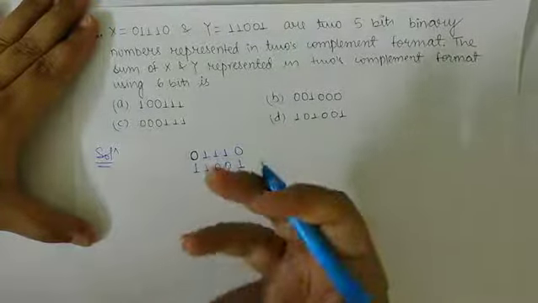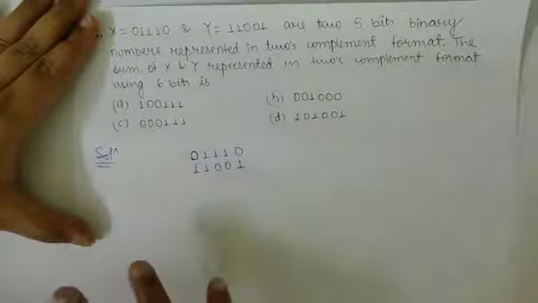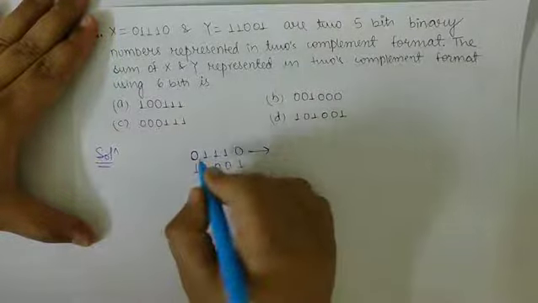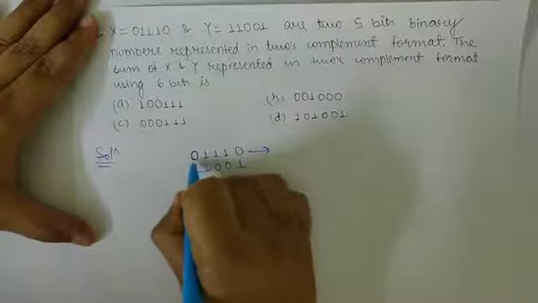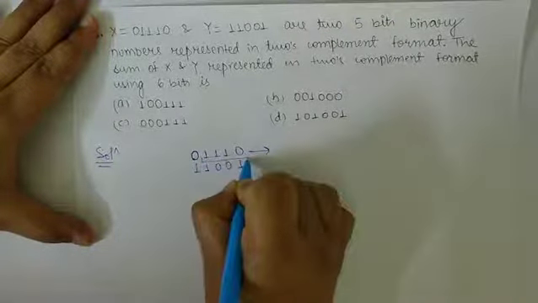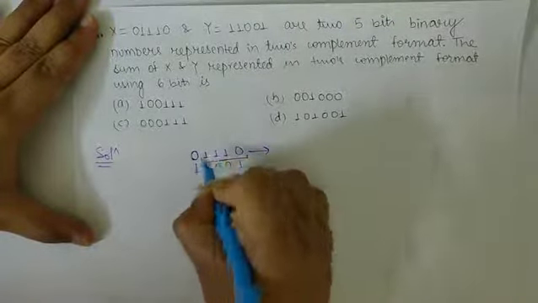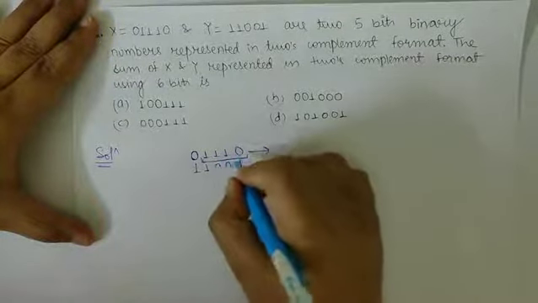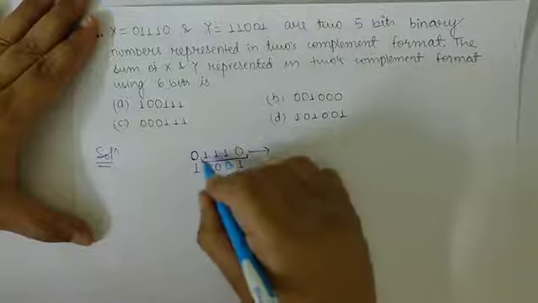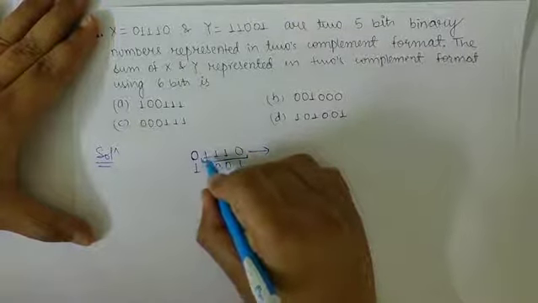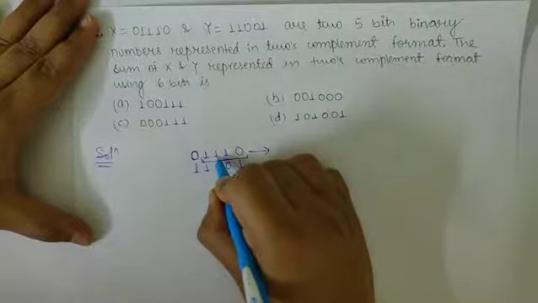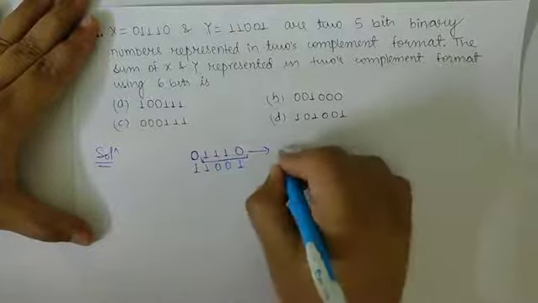Now, how to get the magnitude of a positive or a negative number? If the number is positive, just leave the MSB and make the binary equivalent of the remaining bits. So the decimal equivalent of this number will be 8 plus 4 plus 2, which is 14.